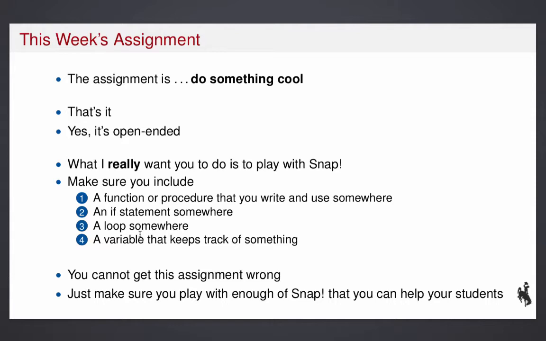Now, just kind of as a mini rubric, here are some things that I would like for you to include. Some kind of a function or a procedure that you write and actually use somewhere. So an example of that with the square function or block that we built in the previous slide. So you build a block and then just use it someplace to show that you can do that. I'd like to see an if statement somewhere, and I'll give you an example of that in a second. I'd like to see a loop somewhere. That would be nice. And also some variable that keeps track of something. Again, I'll show you that in just a few moments.